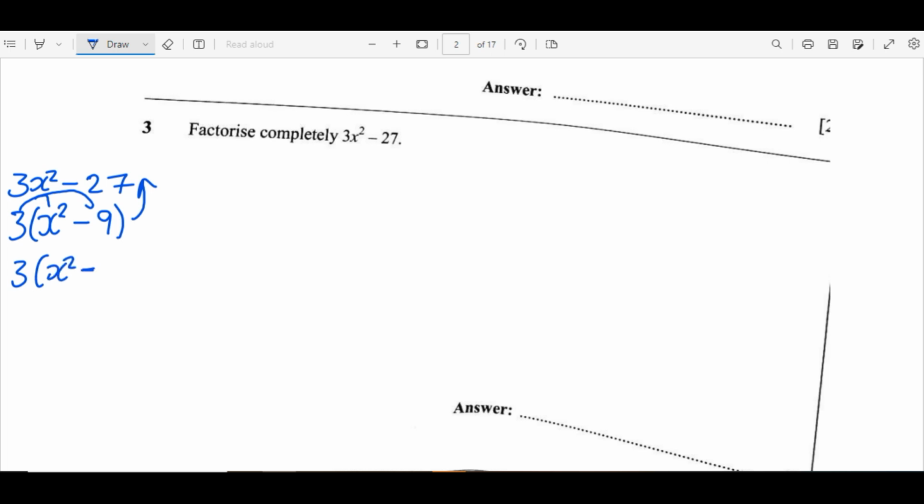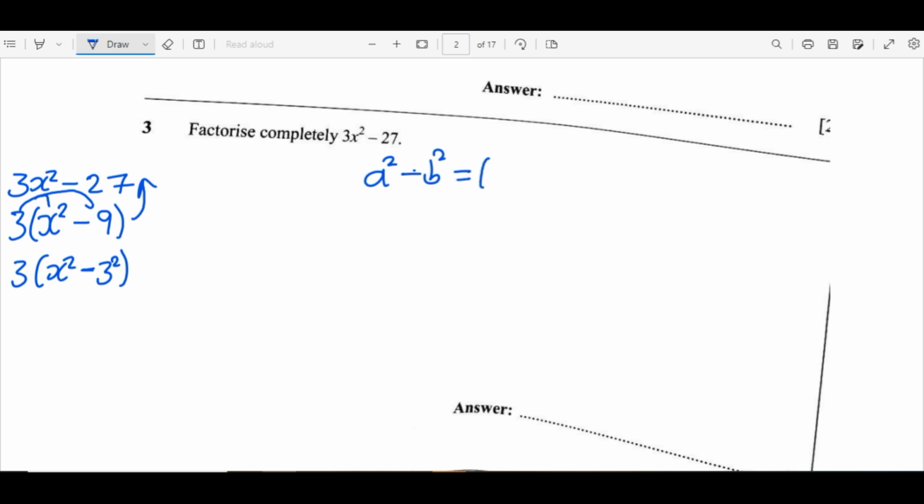can still be factorized further, because 9 can be written as 3 squared. So we need to use the difference of perfect squares. Now, what is the formula? Let's say, for instance, you have a squared minus b squared. How can you factorize this?